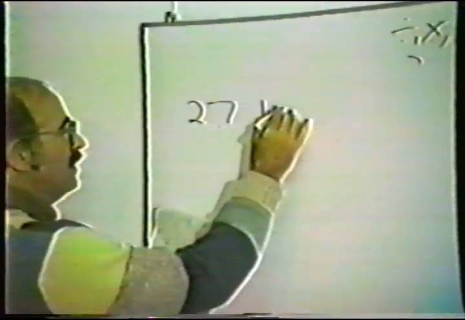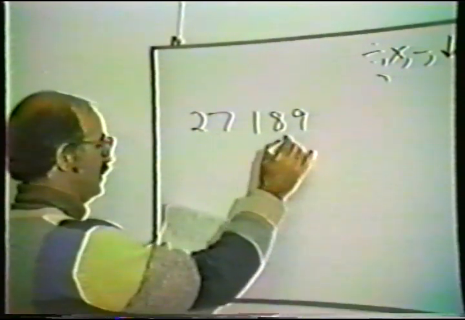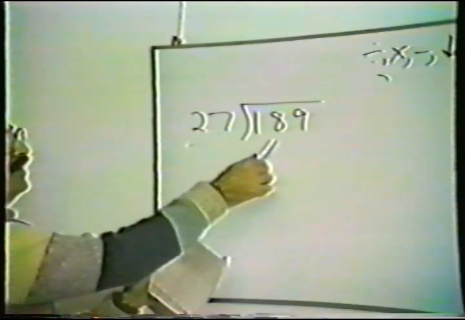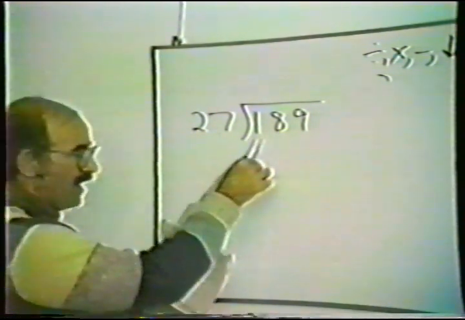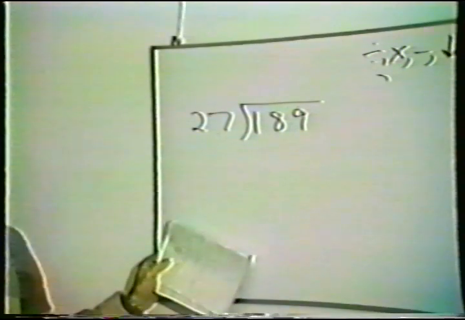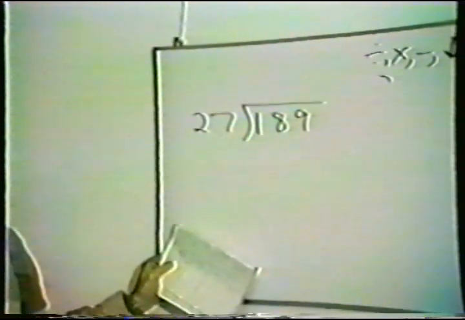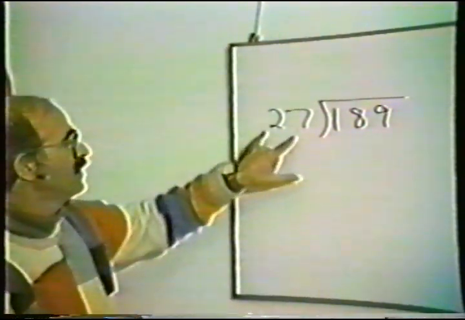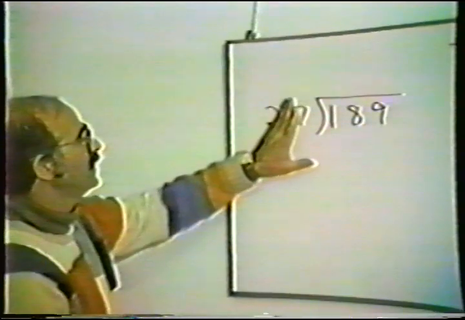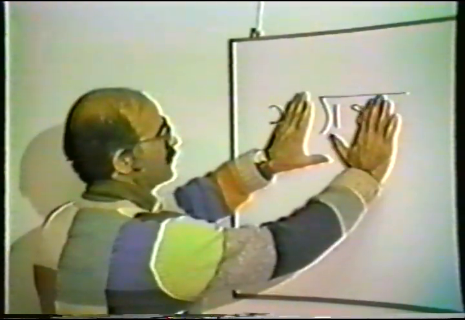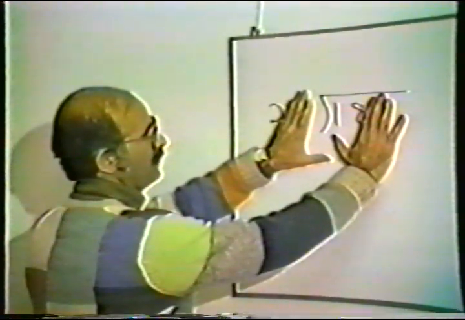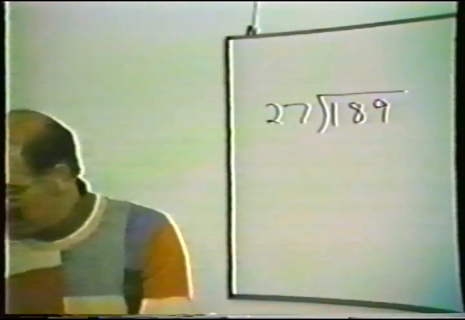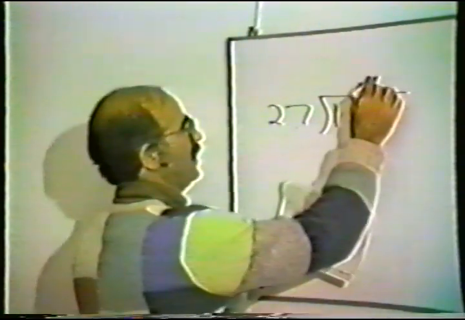27 into 189. Will the 27 fit into the 1 or the 18? No. So I'll have to use the entire 189, and my answer will have to go over the 9. And anytime when I'm doing two numbers into 3, I may use this trick for my estimate, covering up the end numbers of each. 2 into 18 is? 9. So we will try 9.